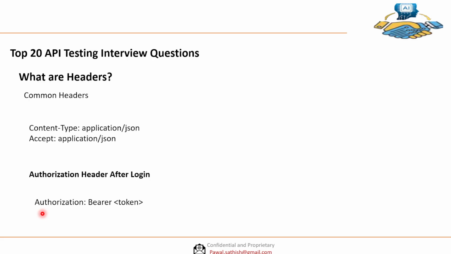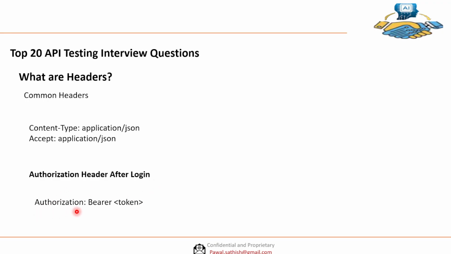Then next we'll see what the headers are. Headers are the common headers. Content-Type, and the format is application/JSON. It also accepts application/JSON, and authorization headers after the login. So here we give the example.